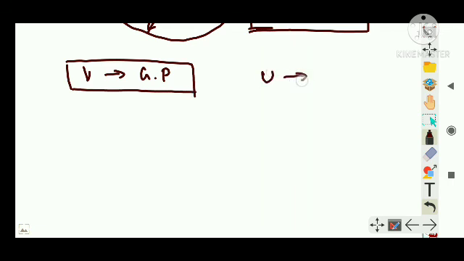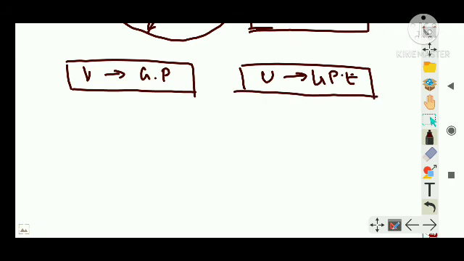U is for gravitational potential energy. Keep that in mind. U is for gravitational potential energy. V is gravitational potential. I'll tell you why.